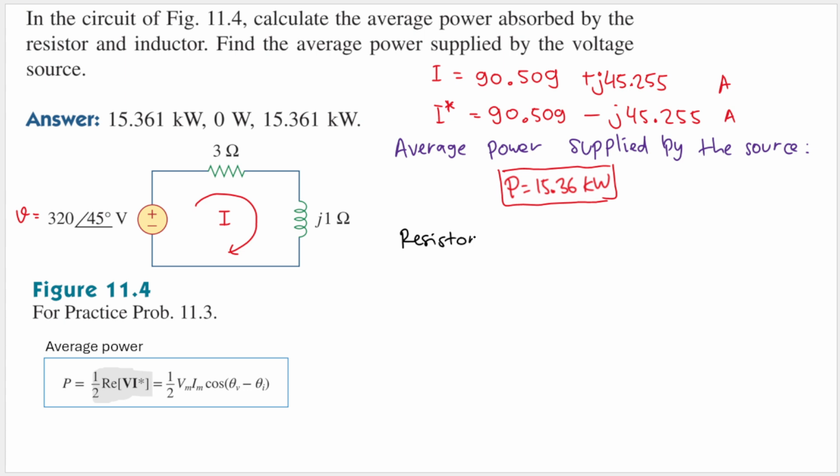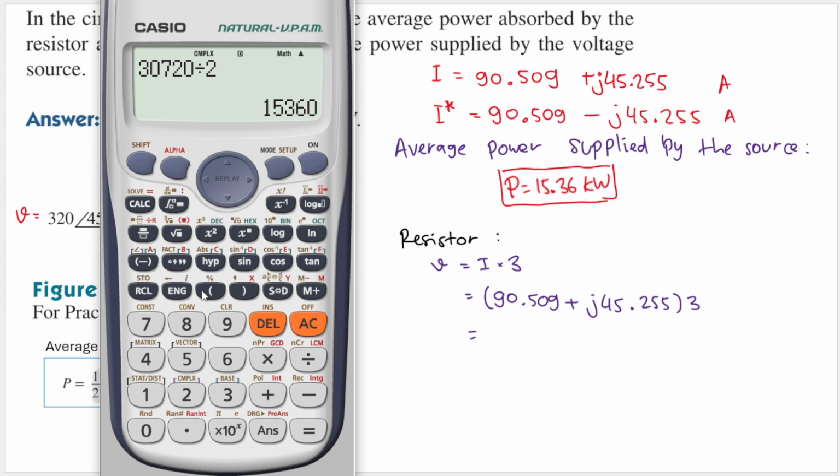We already know the current because they are in series, so the current will be the same, right? So we need the voltage here. What is the voltage here? Yeah, we can just use Ohm's law here. I multiplied by the resistance, which is 3. So we will have 90.509 plus J45.255, and then multiplied by 3. Okay, now let's just use the calculator to calculate that.